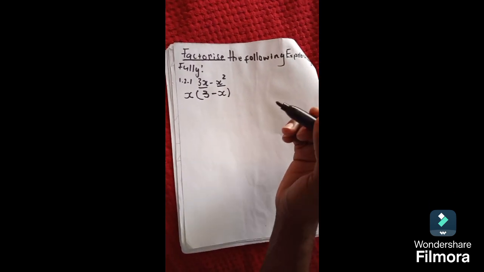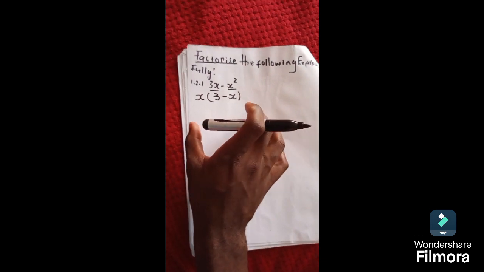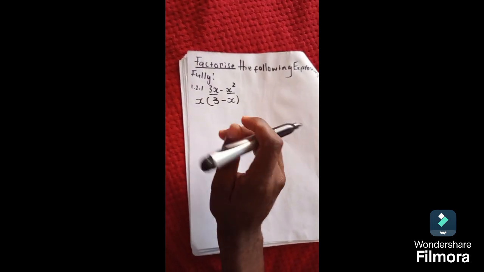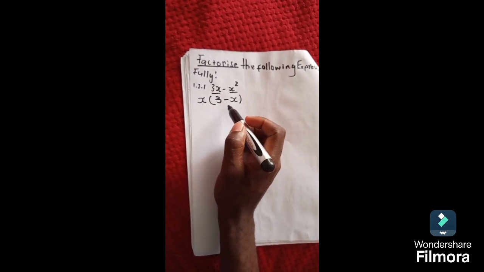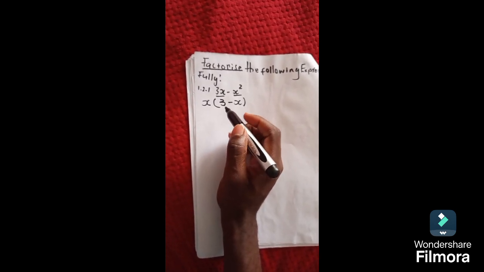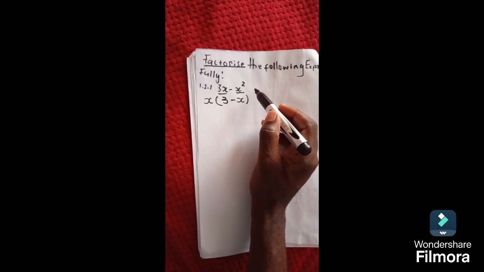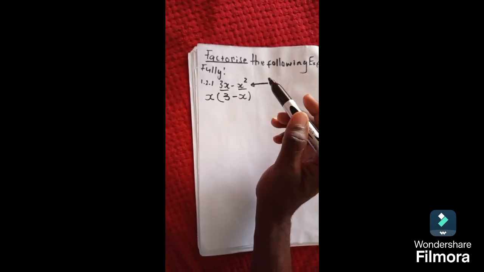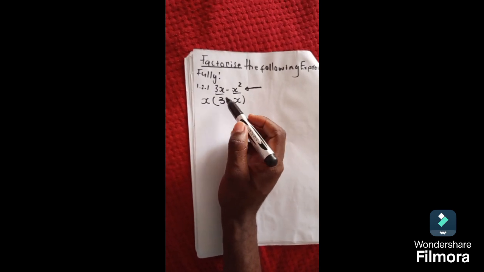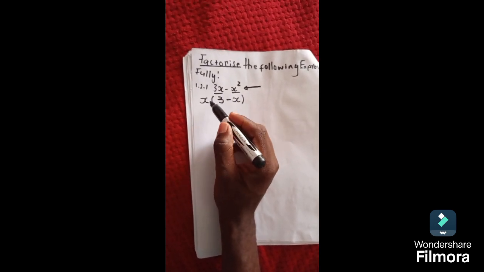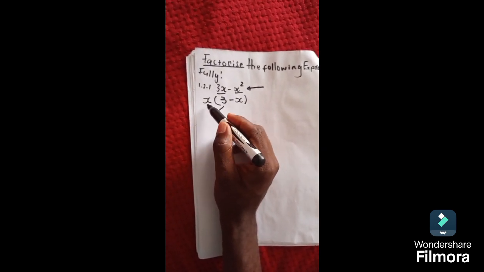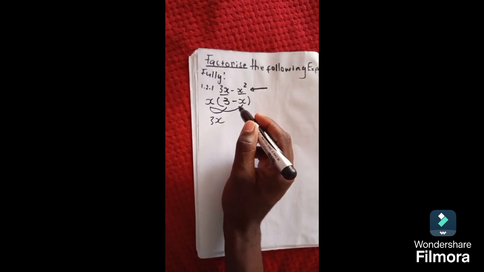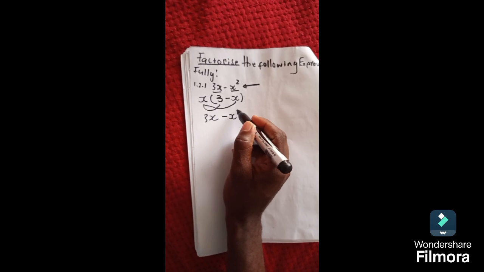So what I advise learners to do after doing factorization is that they must check if they multiply this back, it is going to give them the same expression that they started with. So if you were to multiply this, it must return you to this. How are you going to do that? You just say x times 3 is what? 3x. X times x, it's x squared.